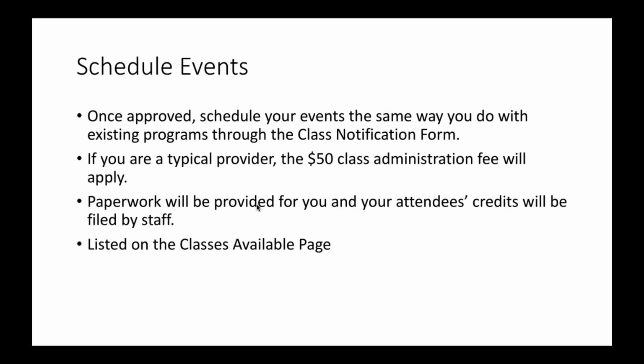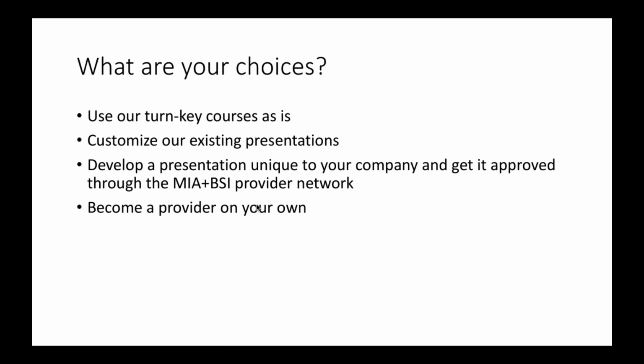So once you have gotten it approved, then you can start scheduling events. And since we're doing this through our provider network, we are going to administer it the same as we do the turnkey presentations that we talked about in more detail during the original orientation class. So you would fill out the class notification form. If you're a typical provider, you're going to submit a payment for that $50 administration fee. All paperwork, the sign-in form, the evaluation form, the certificate of completion will be provided to you, and then we will list your class on that classes available page on our website.